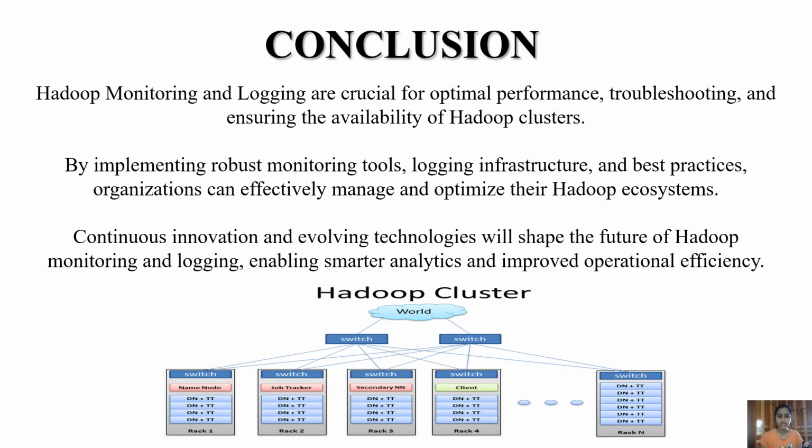The conclusion for today's topic is that Hadoop monitoring and logging are crucial for optimal performance, troubleshooting, and ensuring the availability of Hadoop clusters. By implementing robust monitoring tools, logging infrastructure, and best practices, organizations can effectively manage and optimize their Hadoop system. Continuous innovation and evolving technologies will shape the future of Hadoop monitoring and logging, enabling smarter analytics and improved operational efficiency.